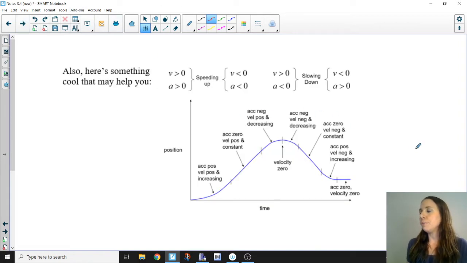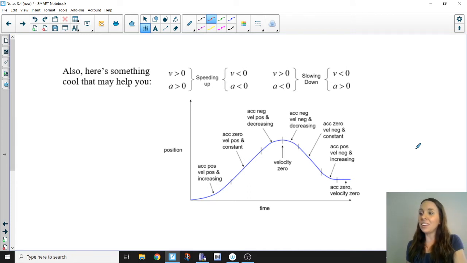Here is something cool that may help you, and I love it. It's a lot of good information about how you can read a position versus time graph and read from it velocity and acceleration. I think it's a little bit too much for now to discuss. We might come back to this and discuss it later on when we have class time, but I just wanted to put it out there for your information.